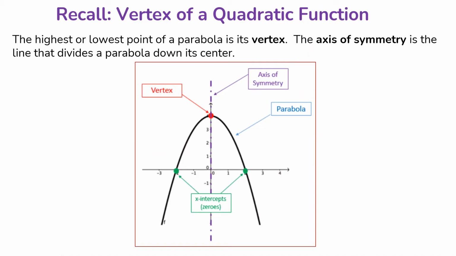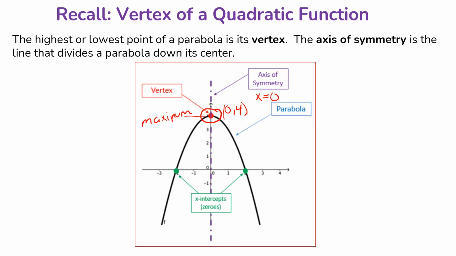Recall that the vertex of a quadratic equation is the highest or the lowest point on the graph. That is an ordered pair, and we have that right here. We have the ordered pair of (0, 4) for our vertex for this graph, and the axis of symmetry is just the x value of the vertex, and so our axis of symmetry here would be x is equal to 0, and this graph has a maximum because that graph goes down, so it is the highest point on the graph.